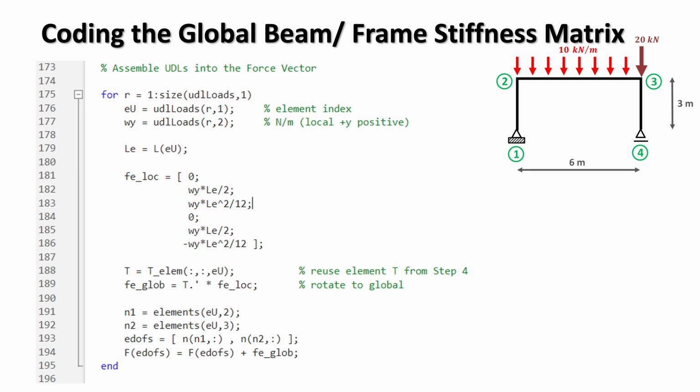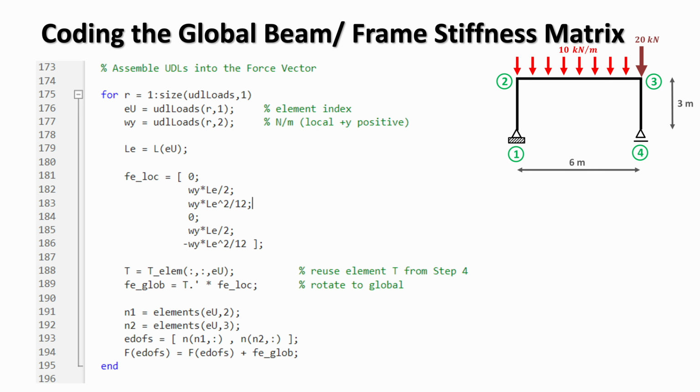In this part of the program, we assemble the uniformly distributed loads. The loop goes through each row of the UDL table, which tells us which element the load is applied to, and the load intensity, Wy, which is defined in the local y direction of that element. For the chosen element, we first calculate its length, and using this we work out the equivalent nodal forces and end moments that represent the effect of the uniform load.